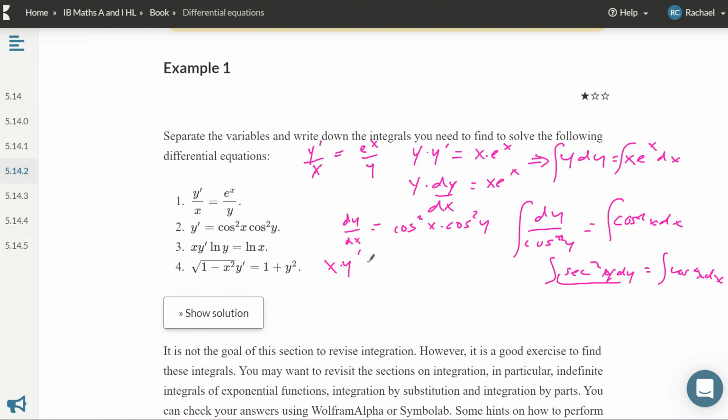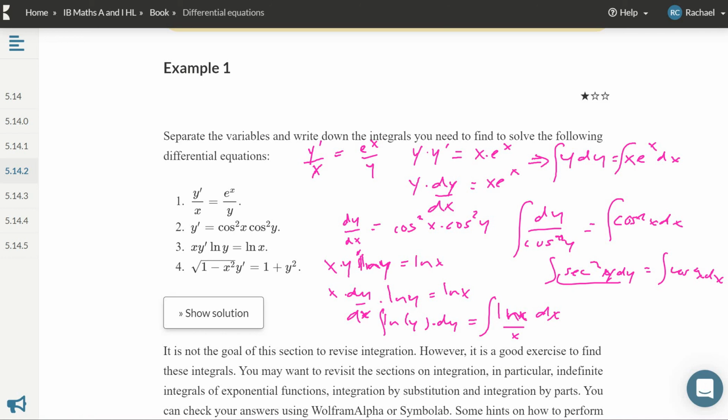X times y prime times ln of y equals ln of x. So here you have x times dy dx times ln of y equals ln of x. Well, since this is all a product, we can bring all the x's on one side. So this is going to be the same thing as ln of y dy equals ln of x dx divided by x. And then you would integrate both of those.